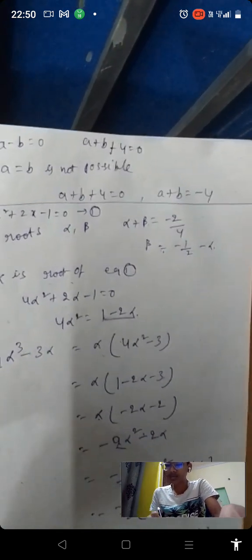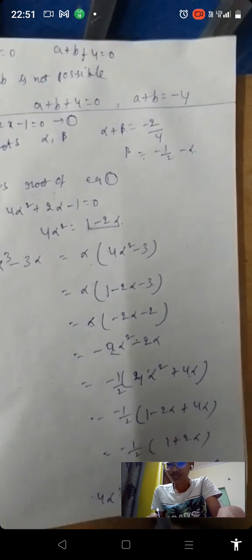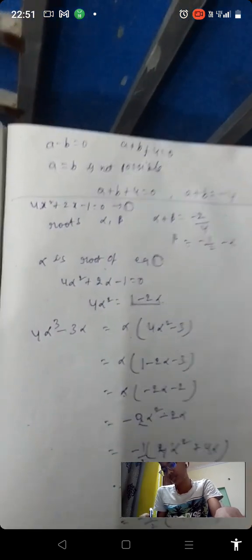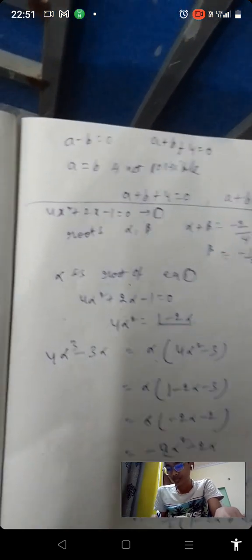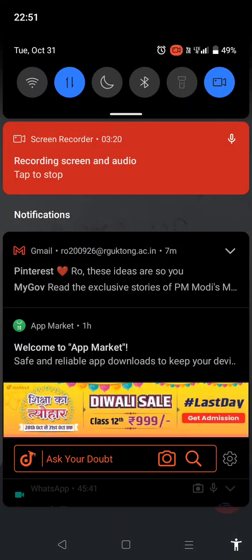So beta is the other root. So 4 alpha cube minus 3 alpha is equal to beta. Beta is the other root of this equation. So that is the proof. Okay, ma?